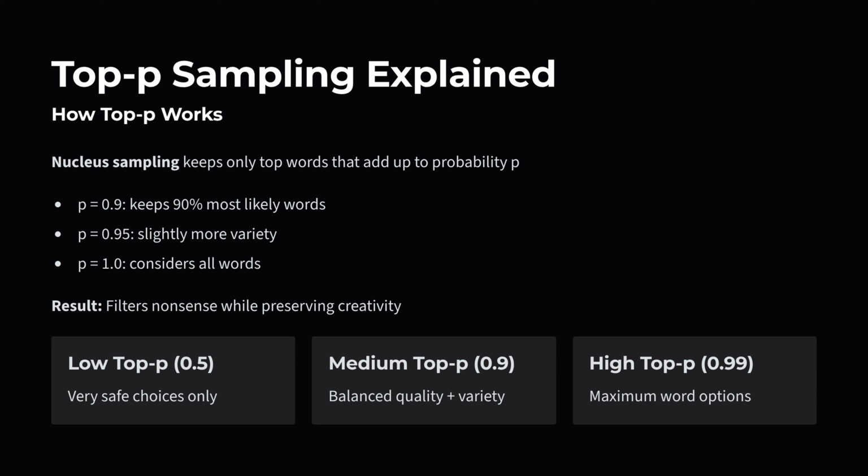Top P sampling explained. Now that temperature is clear, let's move to top P. Instead of shaping boldness, top P filters the option list. It keeps only the most meaningful words that together form a chosen probability mass, like 0.9. Lower values make the model stay tightly focused. Higher values give it space to explore without drifting too far. This approach is also known as Nucleus sampling because it selects from the core set of strong candidates.